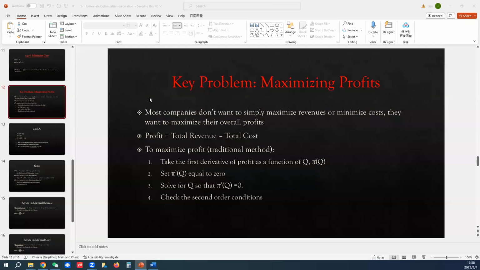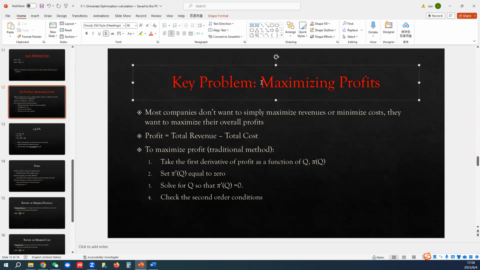Now we are at the core part, the key part of business application, which is to maximize profit. Previously we talked about maximizing revenue and minimizing cost, but those are only partial of the problem. The key problem as a for-profit firm, which takes up at least 80% of enterprises in the world, is that your key goal is to take any chance you can to maximize your profit, right?